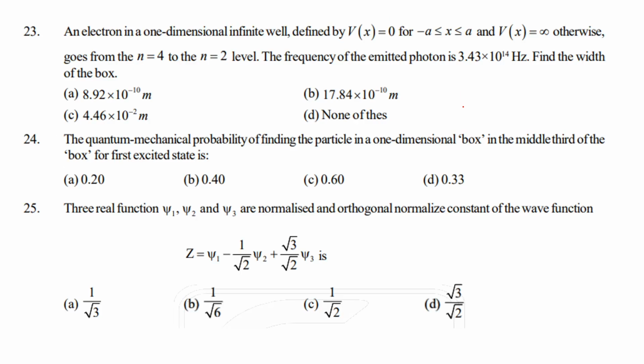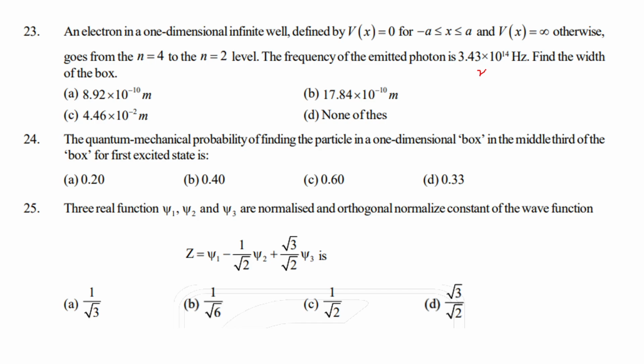Okay. So another question is question number 23. This is also for a one-dimensional infinite well, but this is from minus a to plus a, and V of x, the potential, will be infinity outside the box. And it is saying that the electron will go from n equal to 4 to n equal to 2, and the frequency of the emitted photon is in hertz. So try to find it now in joules. How can you do that? You can multiply it with your h, right? H nu.